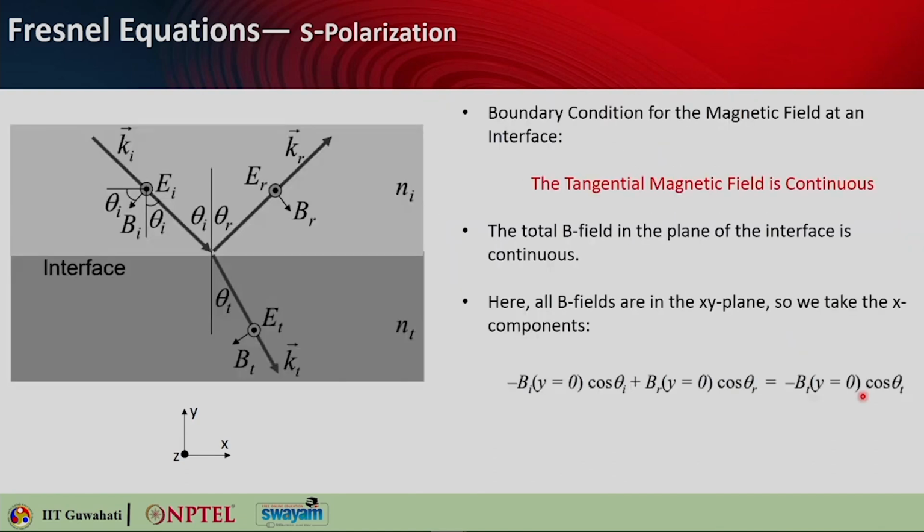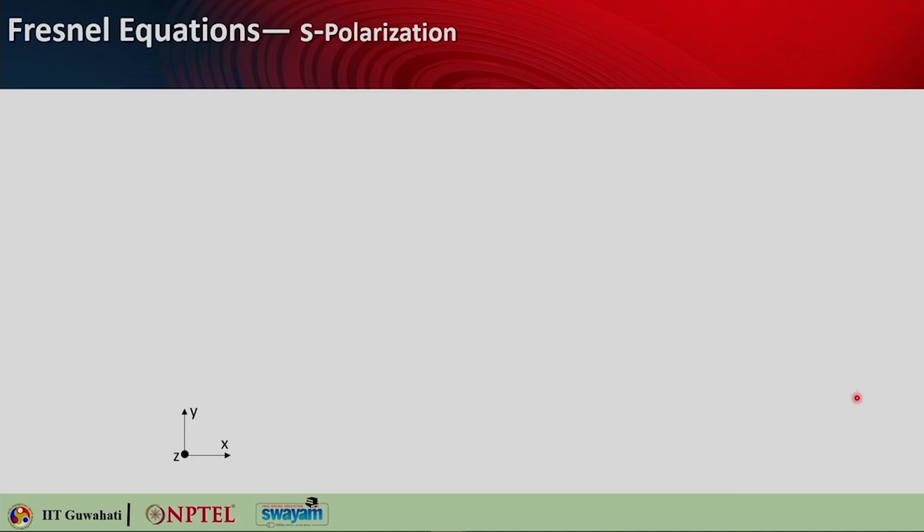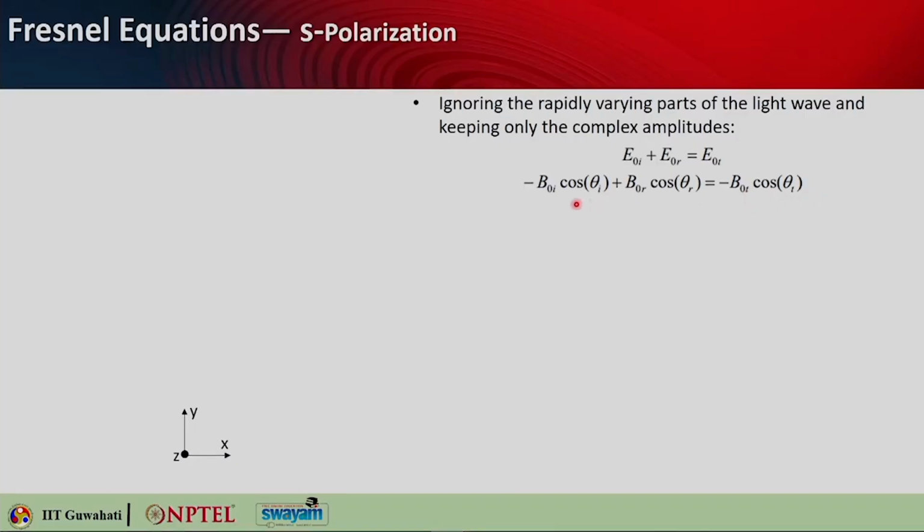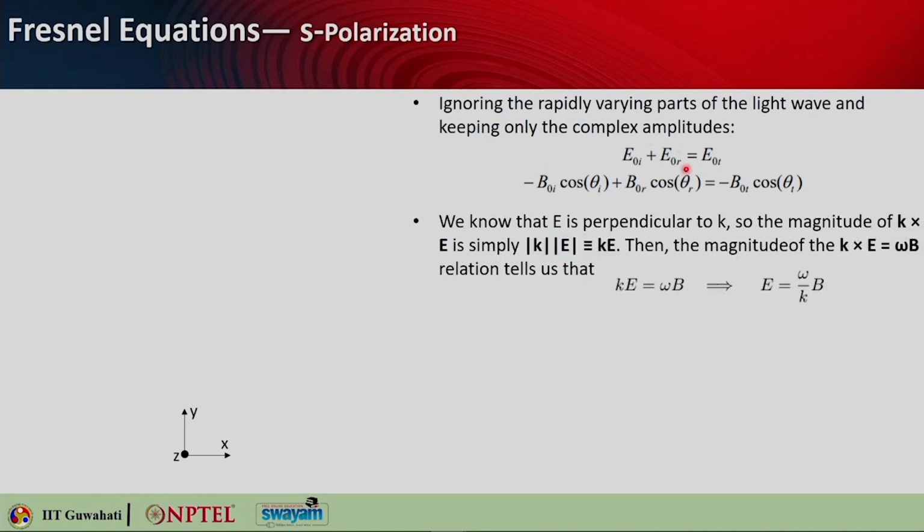So, you have got the two equations, right. One is this one that tells you about the continuity of the tangential magnetic field at the interface. You also have the other equation, that is this one, E_0I plus E_0R equals E_0T, that is, the tangential component of the electric field is continuous. This is the tangential component of the magnetic field across the interface being continuous. So, you have got these two equations. Now one equation is in the form of E, another is in the form of B.